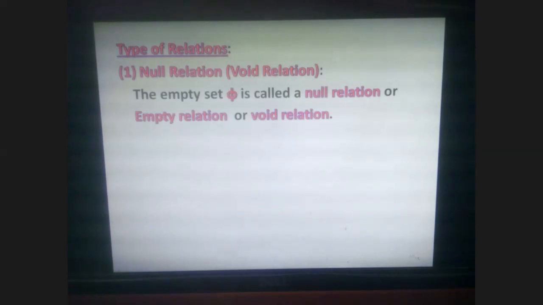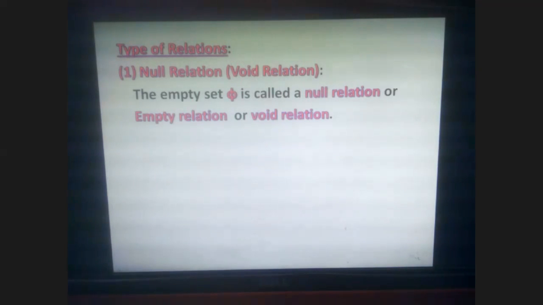Null relation, also known as empty relation or void relation. There is no element. The null set or empty set phi is called a null relation or empty relation or void relation.